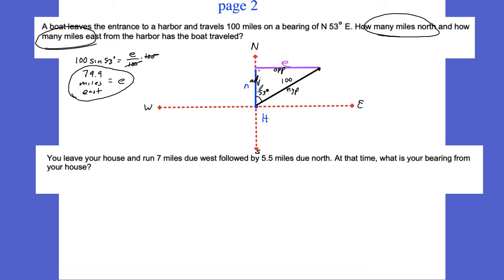And then to find n, I do the same thing, but instead use cosine this time. So cosine 53 degrees equals the adjacent side n over the hypotenuse 100. Multiply both sides by 100 to solve for n. And a little lag here.